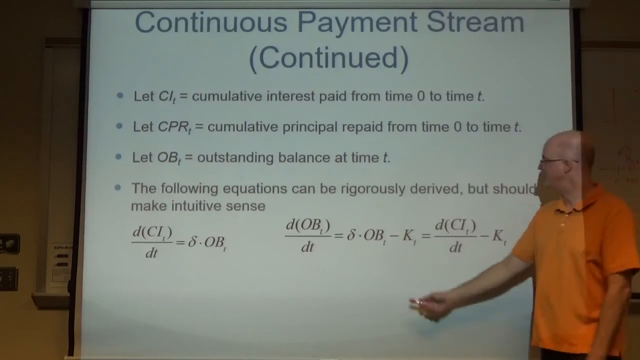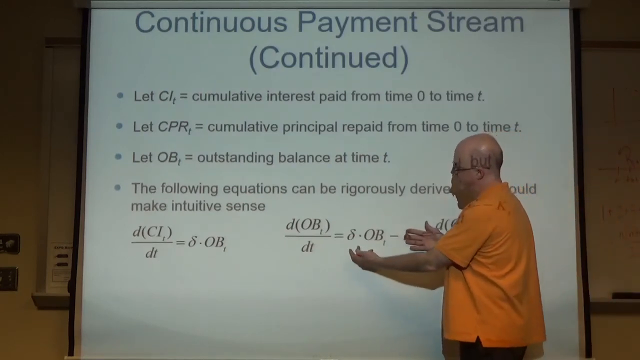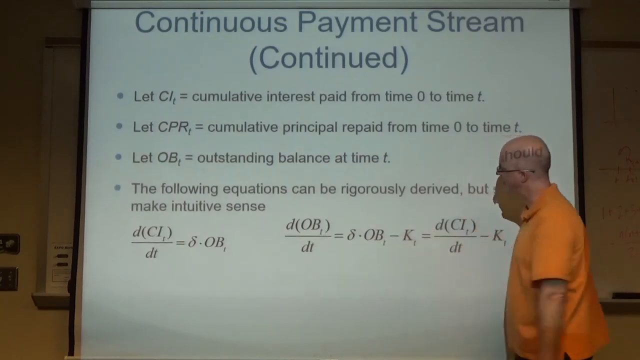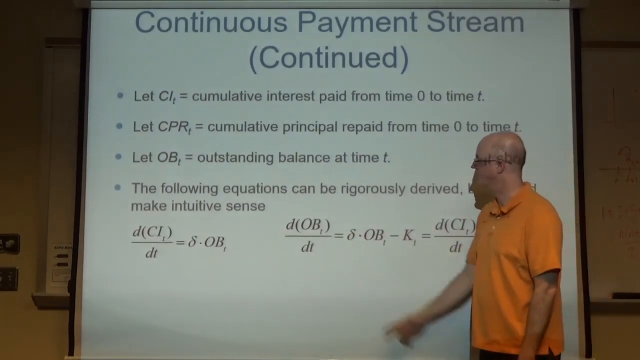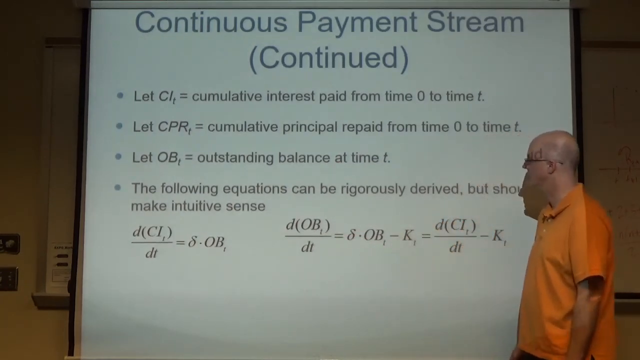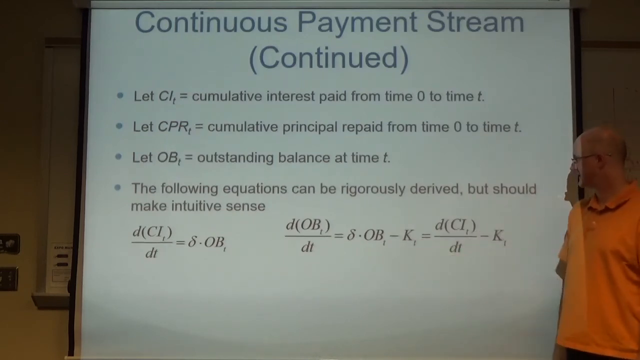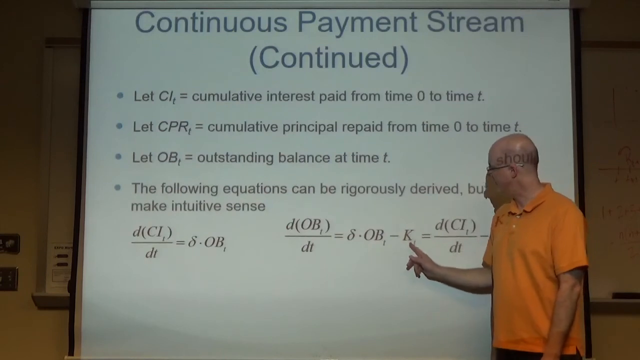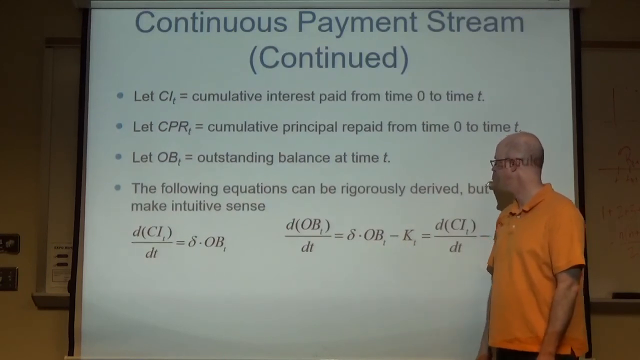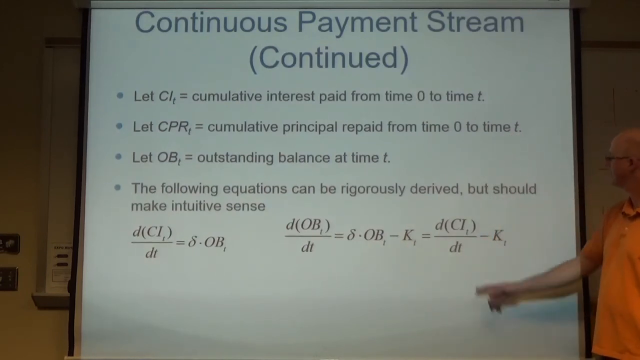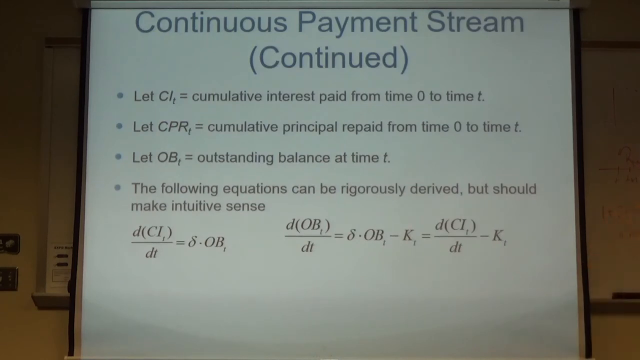The derivative of OBT turns out to be the derivative of CIT minus the rate at which money is going toward reducing principal. This should make intuitive sense as well, and in fact I make a few videos in my problem-solving series related to this equation and solving for OBT in various situations where KT has a certain form. This can be simplified to this. KT itself is the derivative of CIT minus the derivative of OBT. That's just a matter of rearranging these equations.